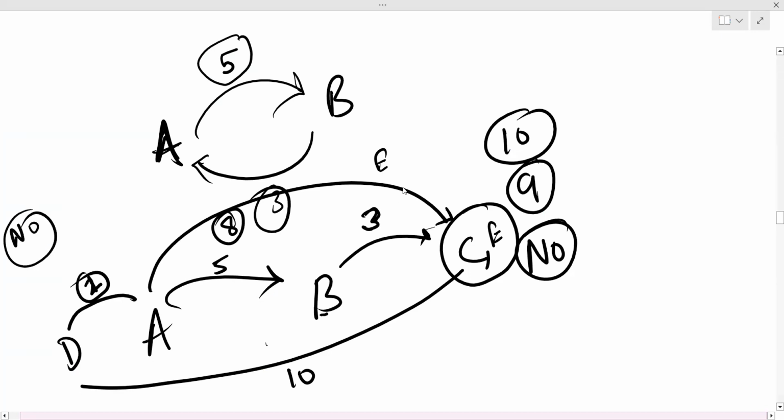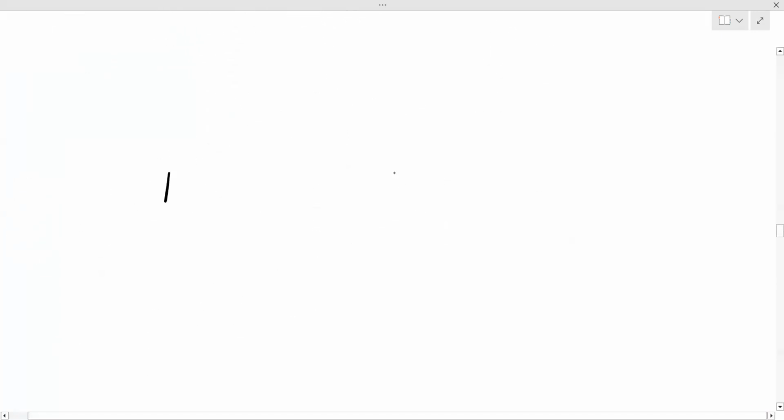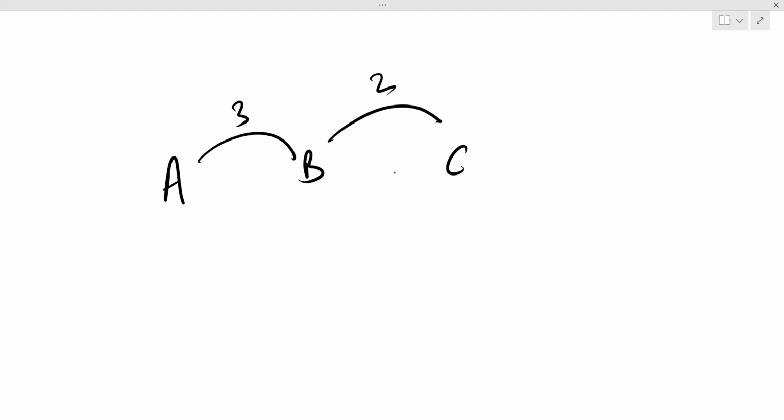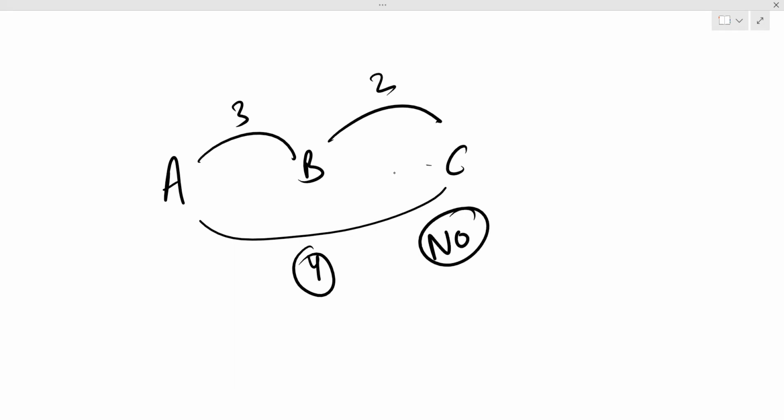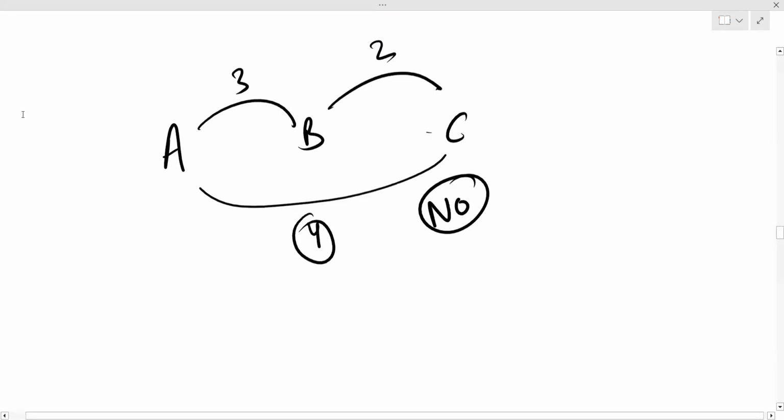When we have something like B is 3 meters ahead of A, C is 2 meters ahead of B, and A is 4 meters behind C, this is a contradiction. Then only we'll have no. So first of all, is the problem statement clear? This is what is asked.